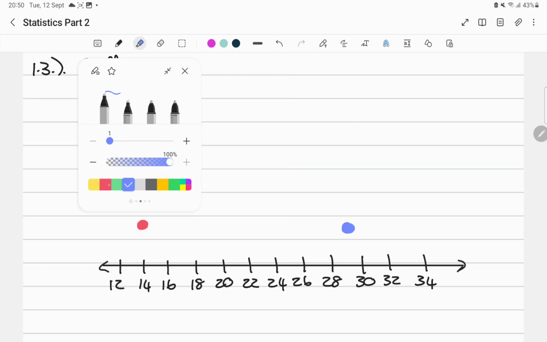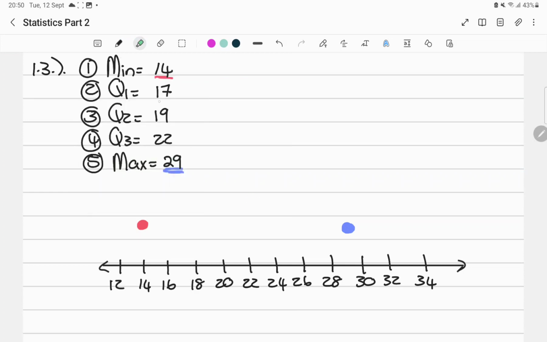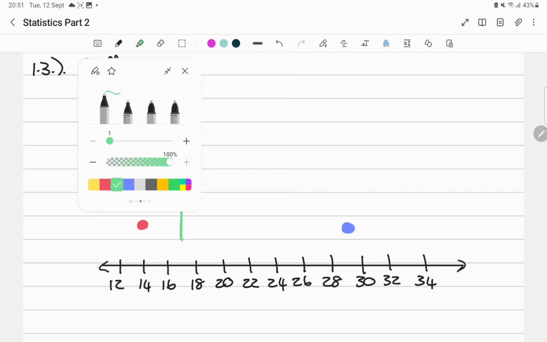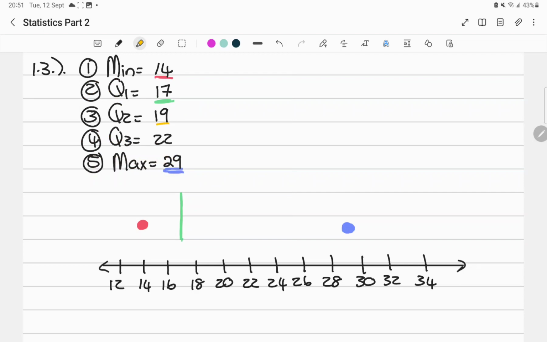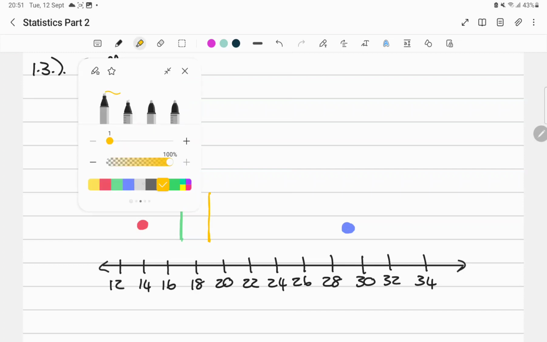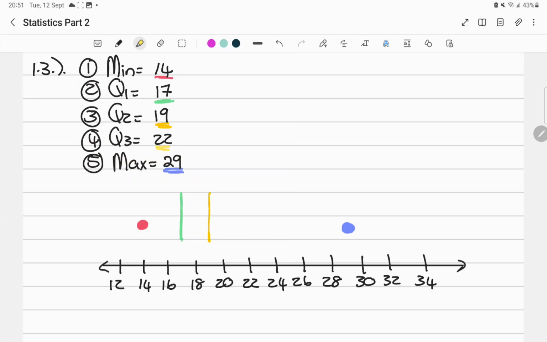Now we can take our Q1. Our Q1 was at 17, and then you draw a straight line. Then you can take your Q2, which in our case was 19, and once again you draw a straight line. And then your last one is your Q3. My Q3 was 22, so at 22 I'm also drawing a straight line.